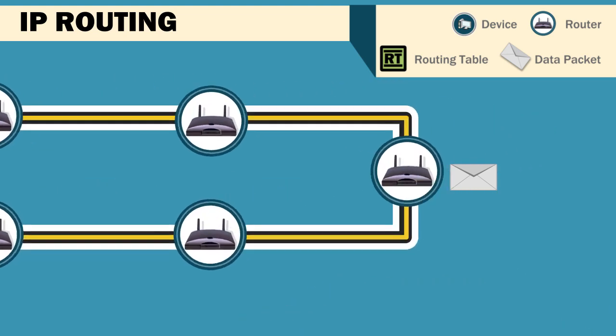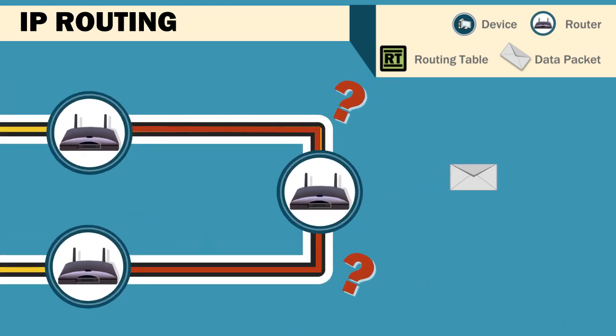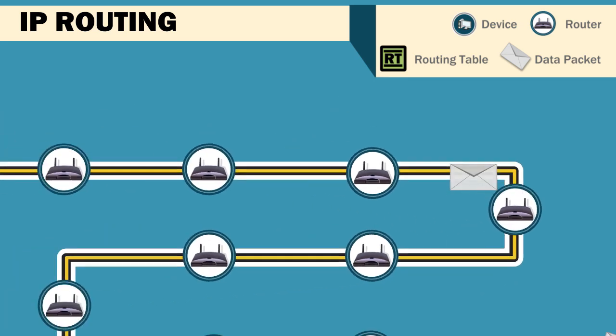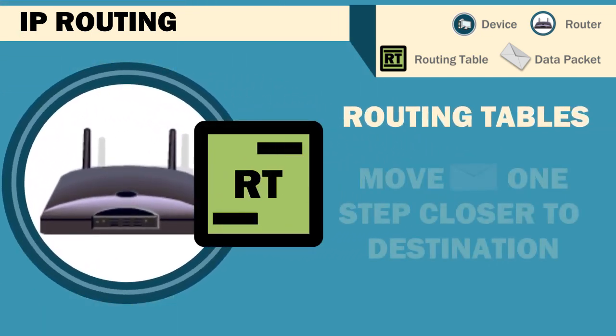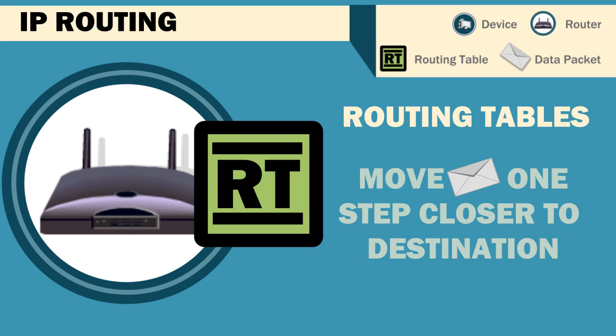Each one works independently to move the packet one step further along the route. No router knows the full path to the destination. They don't know where the packet was 3 steps before arriving or where it will be 2 steps after leaving. The router's job is to use its routing tables to move the packet one step closer to its destination.